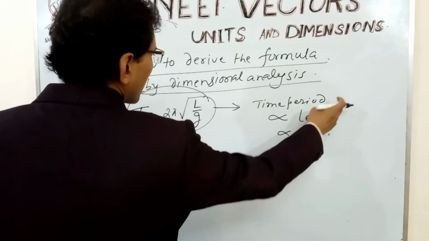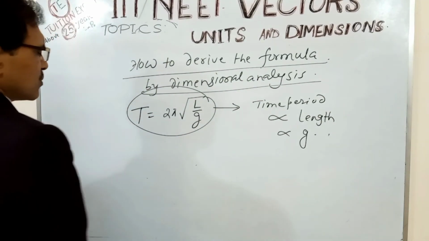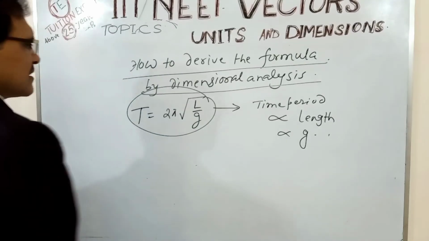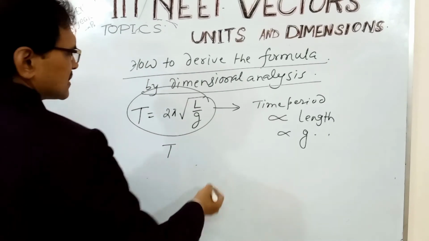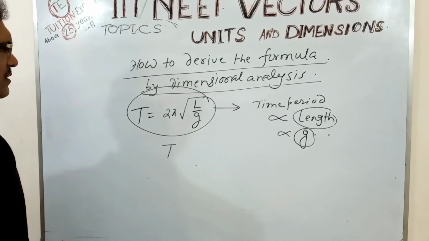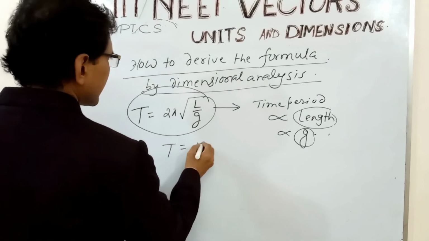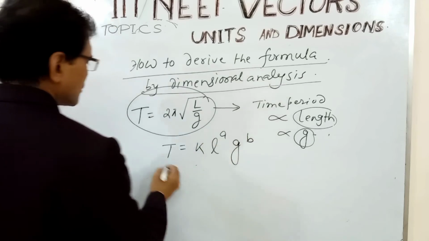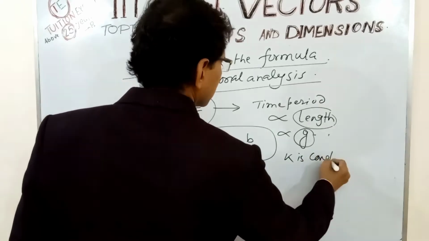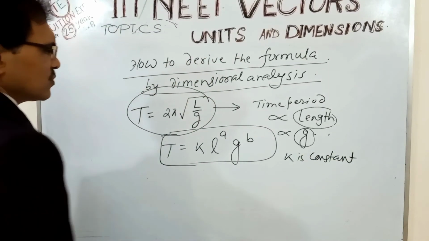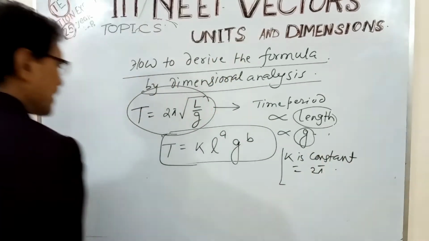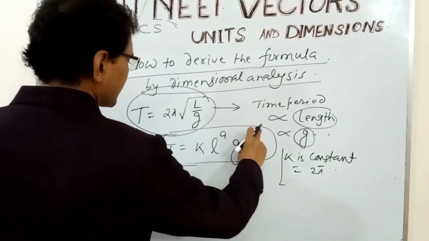Now what will be the power of length and power of g? We don't know. The power of length and g have to be found by dimensional analysis. So T equal to K into L to the power A, g to the power B. What is K? K is a constant. The experimental value of K is given as 2 pi. Now you have to find only the values of A and B.